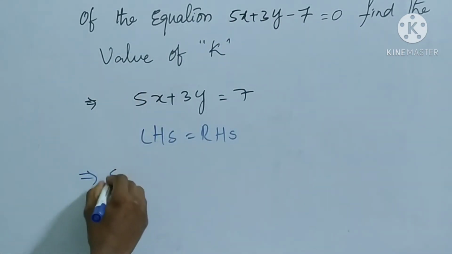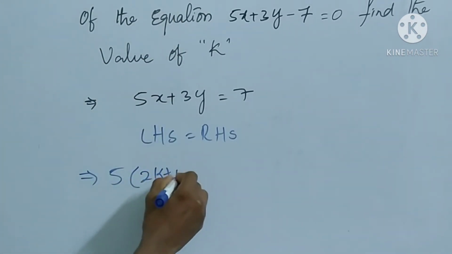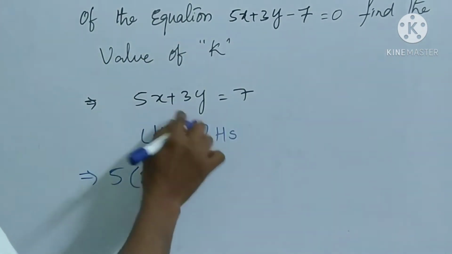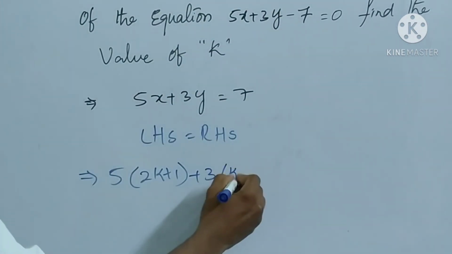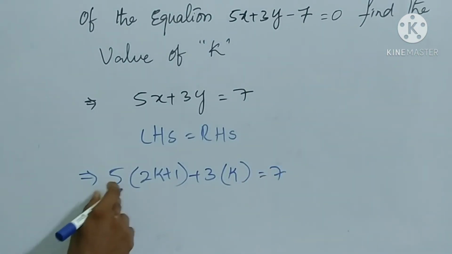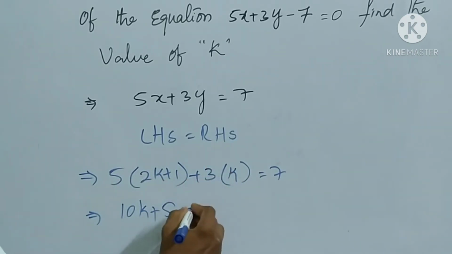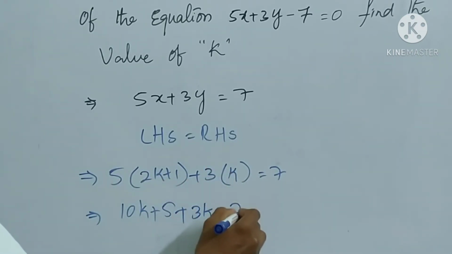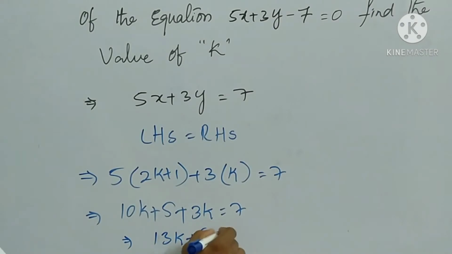So here 5 into x, which is 2k plus 1, plus 3 into y, which is k, is equal to 7. So that is 5 twos are 10k plus 5 ones are 5 plus 3 into k, 3k, is equal to 7. 10k plus 3k is equal to 13k plus 5 is equal to 7.